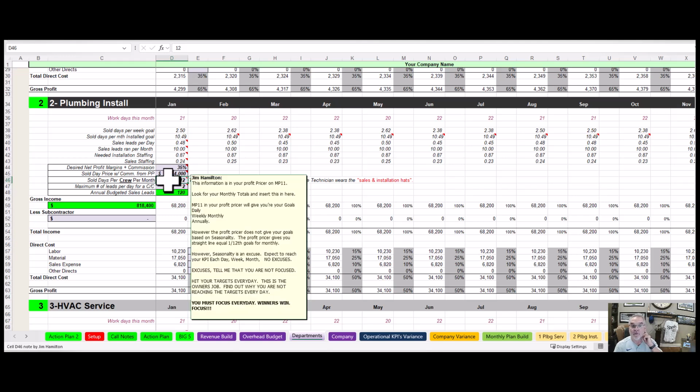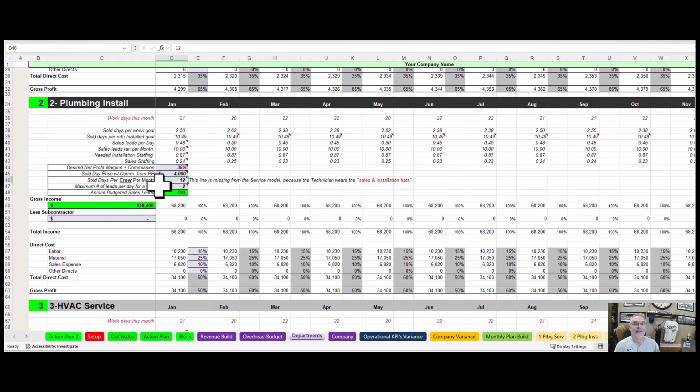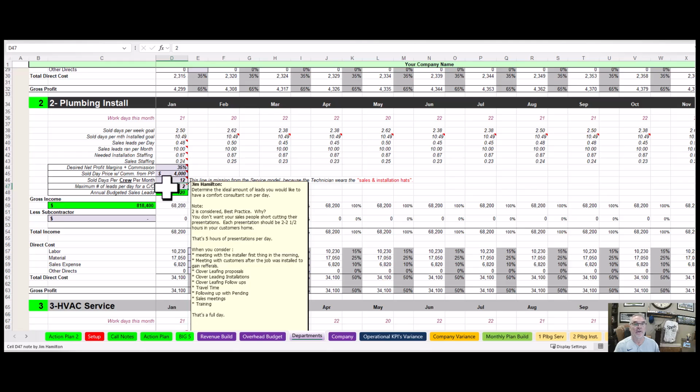You guys may have other ways of doing it, but I stick pretty close with the 3 days a week consistently. Yes, do we have 5 days some weeks and 1 day some weeks? Yeah, that happens too. But overall for the month, I'm looking for 3 per week. All right. Leads a day for your comfort consultants. That's the most I'm going to give them. They have to self-generate their other ones. And I would expect you to do the same thing.